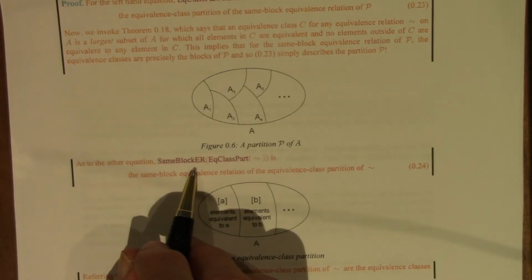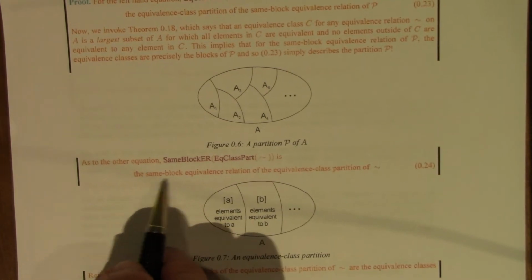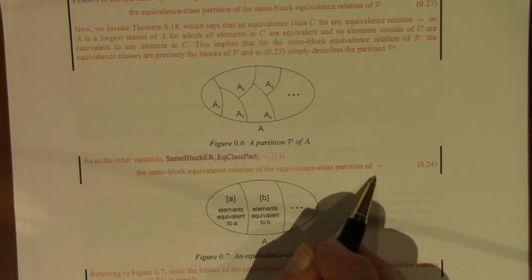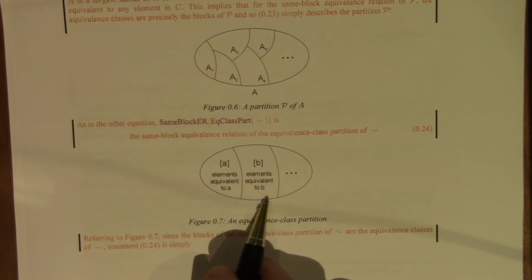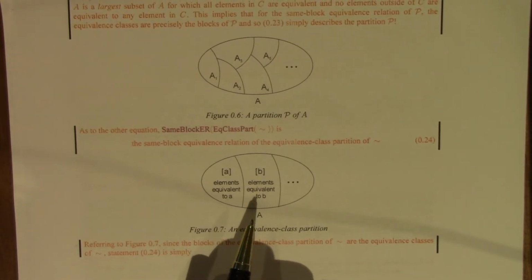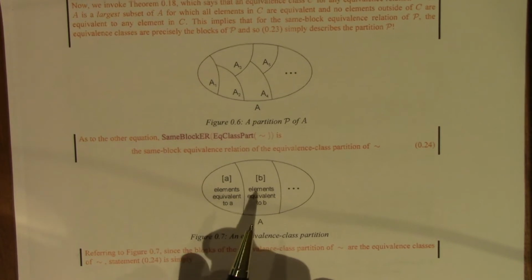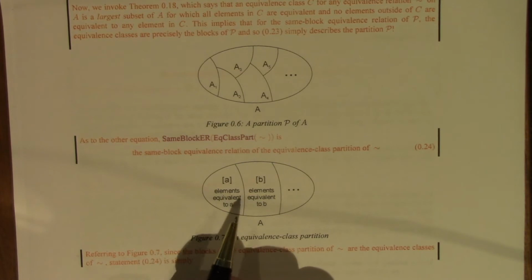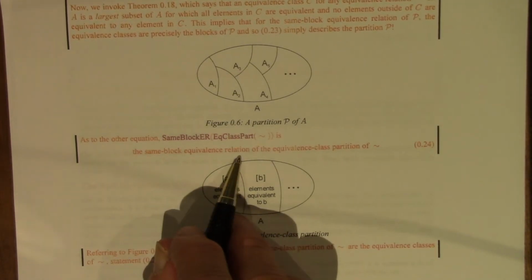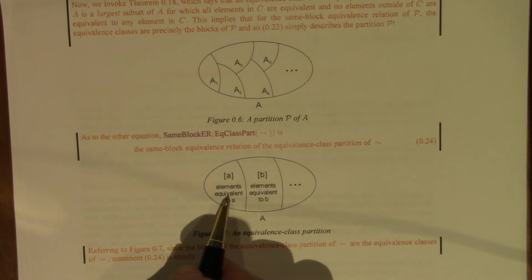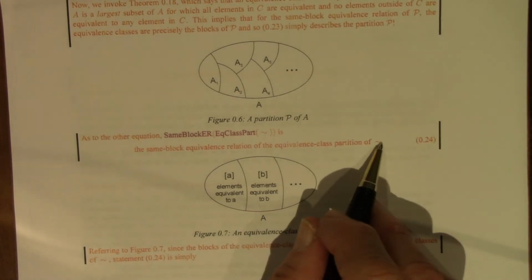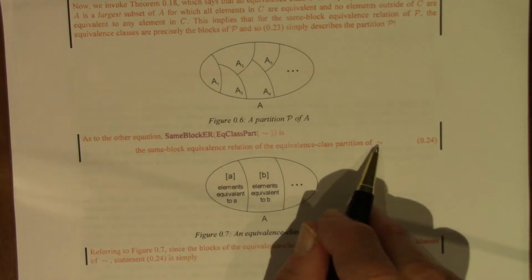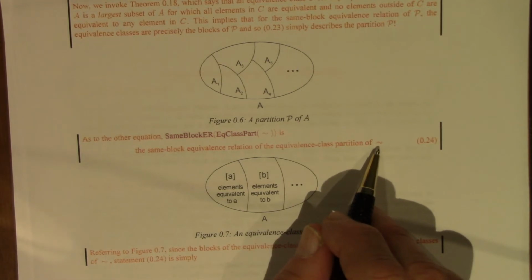For the other equation, this is the same block equivalence relation of the equivalence class partition. So if you look at the equivalence class partition, when are two elements equivalent? When they're in the same block. And when are they equivalent under the same block equivalence relation? When they're in the same block, which means they were equivalent under the original equivalence relation. So the same block equivalence relation is the same as the original equivalence relation.